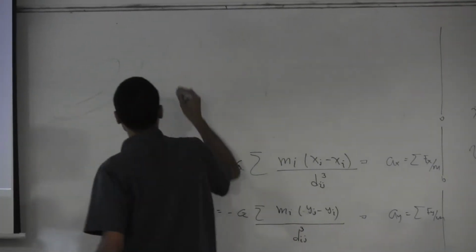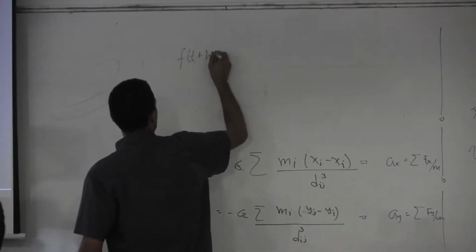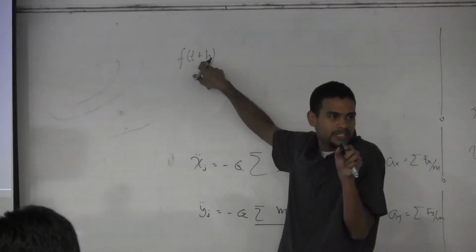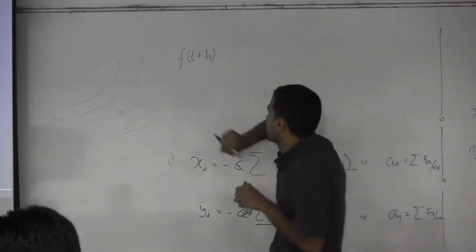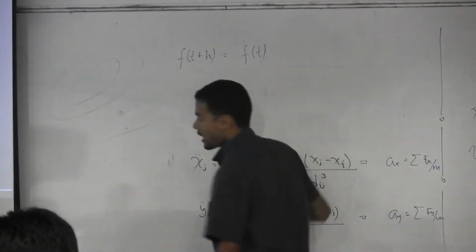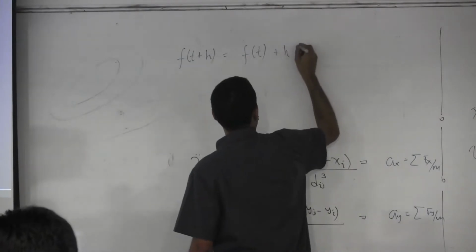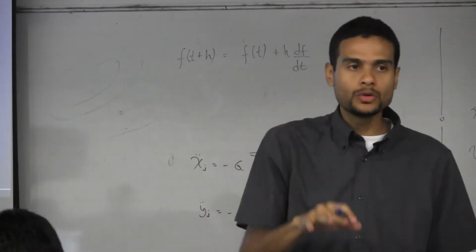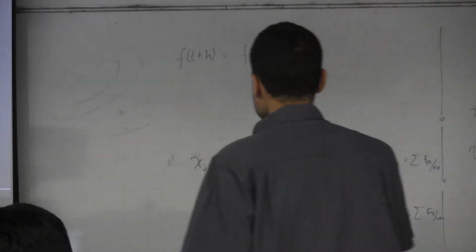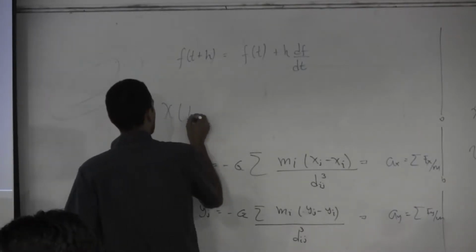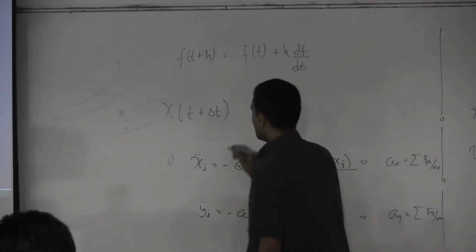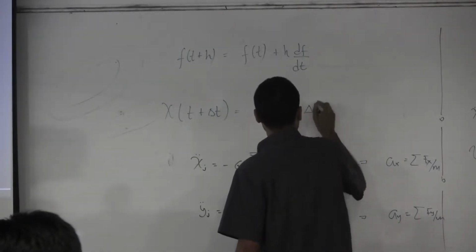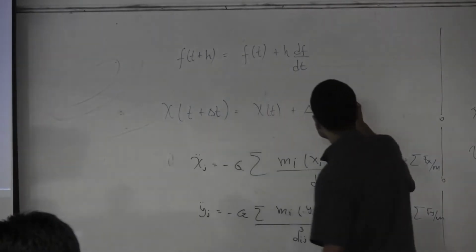I can tell you that the value in the future is the value of the function at this time plus a given delta t, because I can change the name of h to delta t if I want. It's equal to the value of the function now in the present plus the variation of the function in the present. Let's assume what you want to know is the position of a particle. That means I can tell you the position of the particle in the future if you tell me the position of the particle now and the value of this thing.